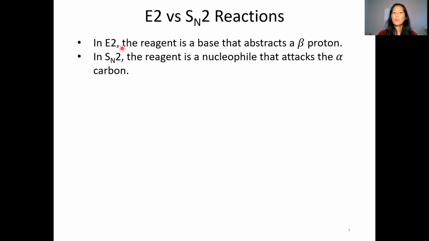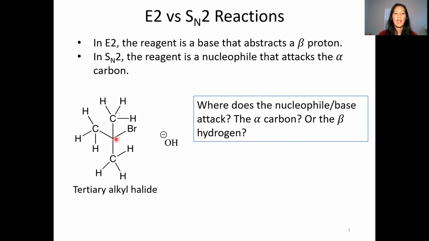Okay, so in an E2 reaction, you're forming an alkene. So your reagent is a base, and it's going to deprotonate a hydrogen in the beta position. That's different than SN2 because in SN2, the reagent acts as a nucleophile that will attack that alpha carbon where the halogen is directly attached. So here I'm presenting a tertiary alkyl halide, and I have hydroxide. This can act as a base or it can act as a nucleophile. So here's our question. What's going to happen? How is it going to act? And is it going to attack the alpha center, or is it going to deprotonate a beta hydrogen?